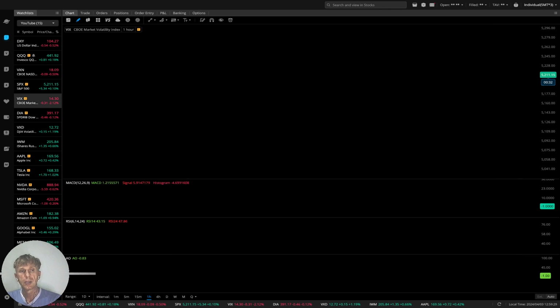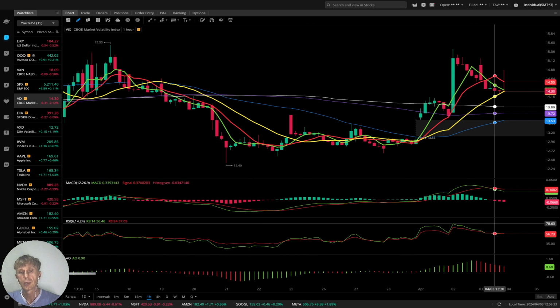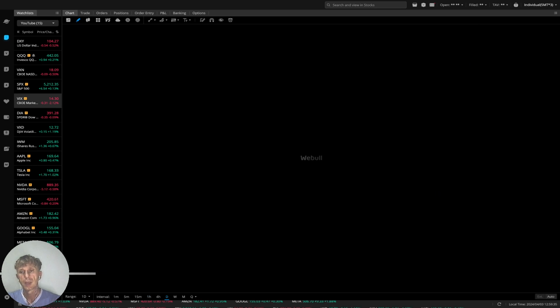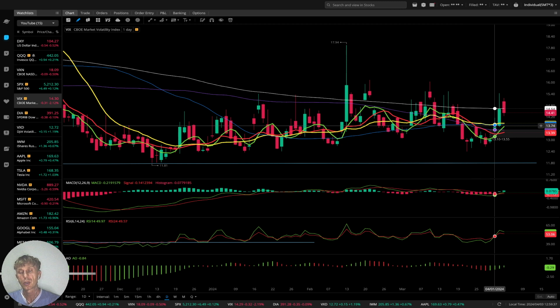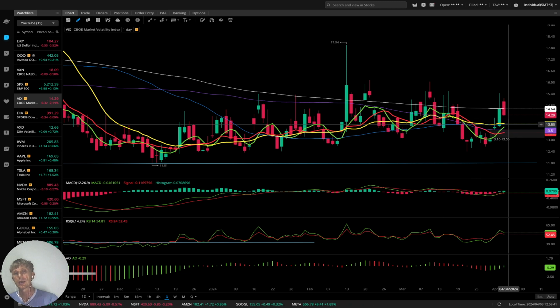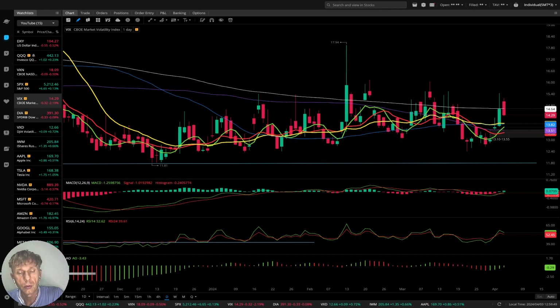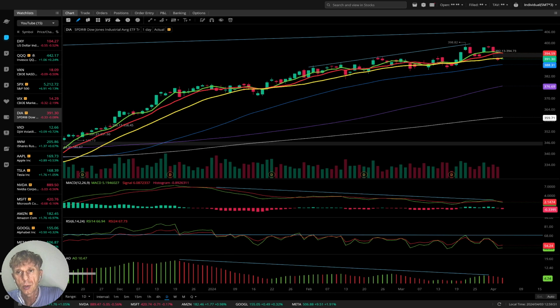VIX volatility index, let's see daily. It did a nice bullish crossover. It was kind of rejected today. Still negative, still a red day. No fear in the market at all. Still extreme greed.